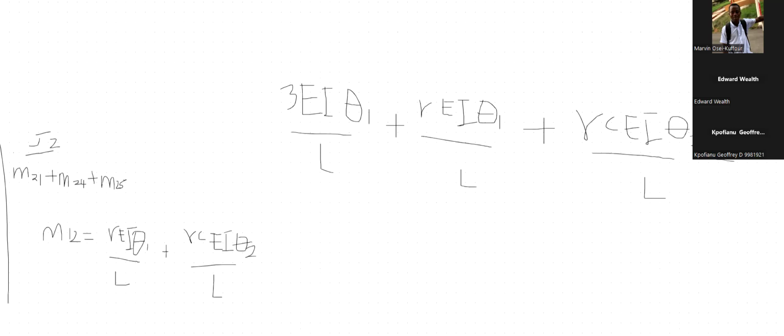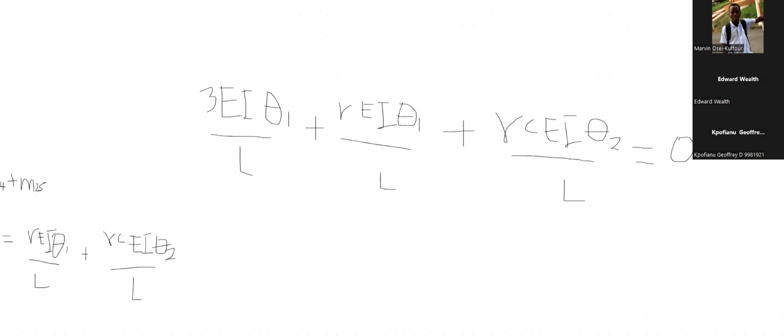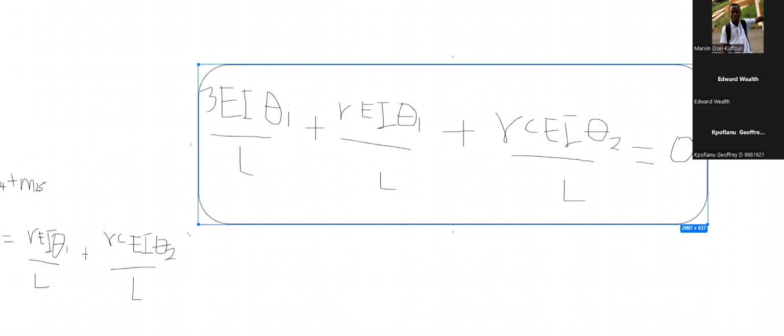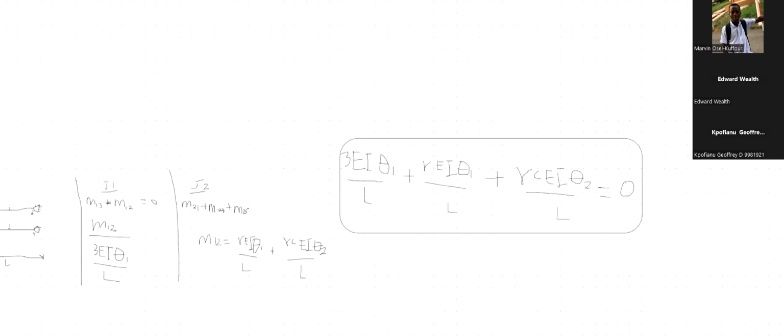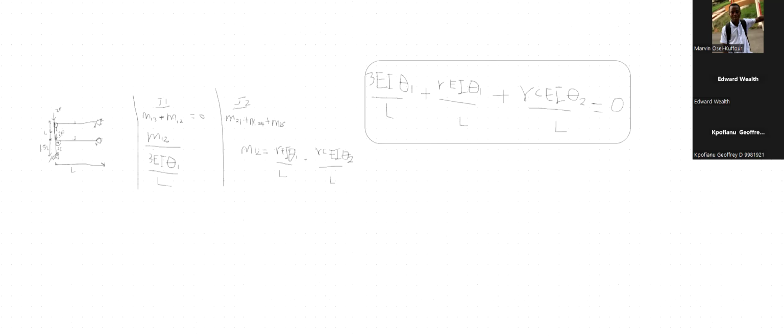So this is what we have right now. 3EI theta 1 over L. Please, can you see it? Yes, please.